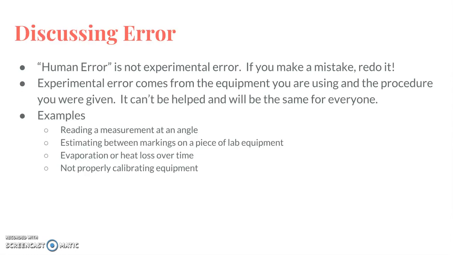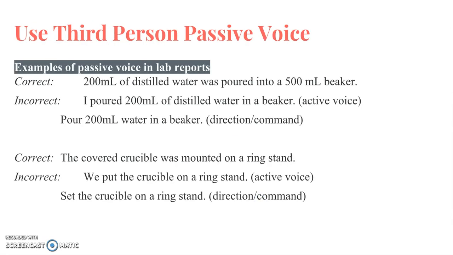So when you're writing your conclusion, you need to use third-person passive voice. So instead of saying, I did something, or we did something, or the students did something, you want to use third-person passive voice. So for example, 200 milliliters of distilled water was poured into a 500 milliliter beaker. Don't make it a direction. It's not a command. And don't talk about what you did. Don't say I poured, or we poured, or the students poured. Talk about what happened in the past.